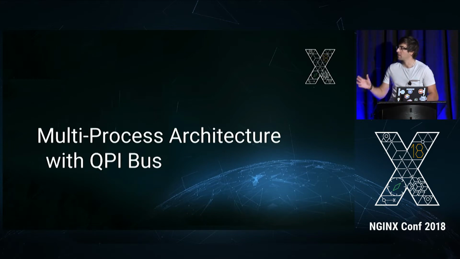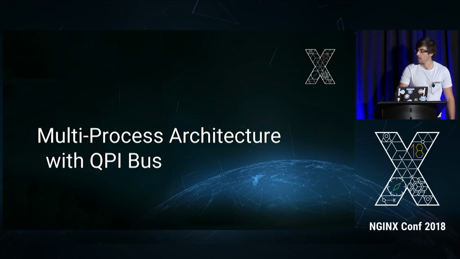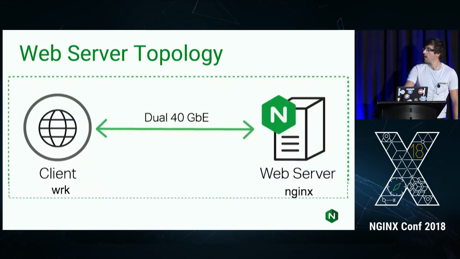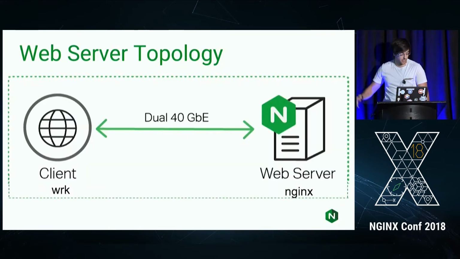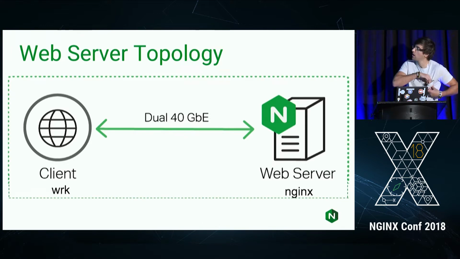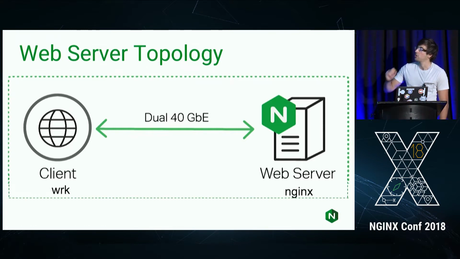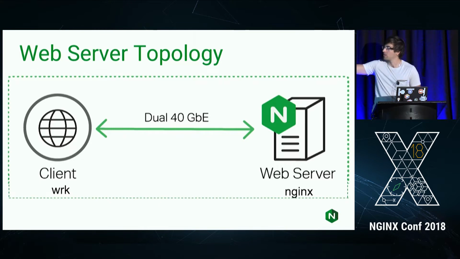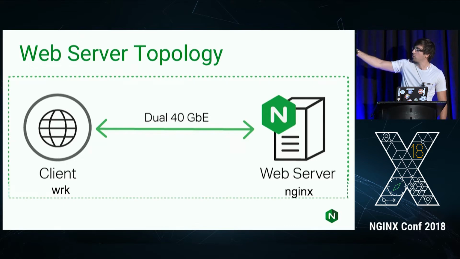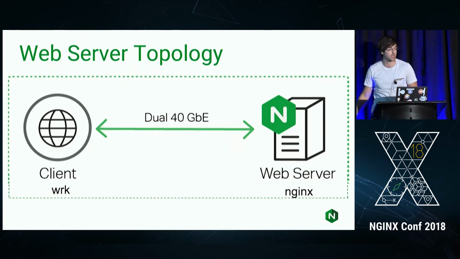We're going to talk about the multi-process architecture with the QPI bus. This is the web server topology that we used in testing NGINX as a web server. We have a client machine generating traffic using WRK, directing that traffic to a web server running NGINX. Pretty straightforward. It's running 240 GbE QSFP+ NIC cards.